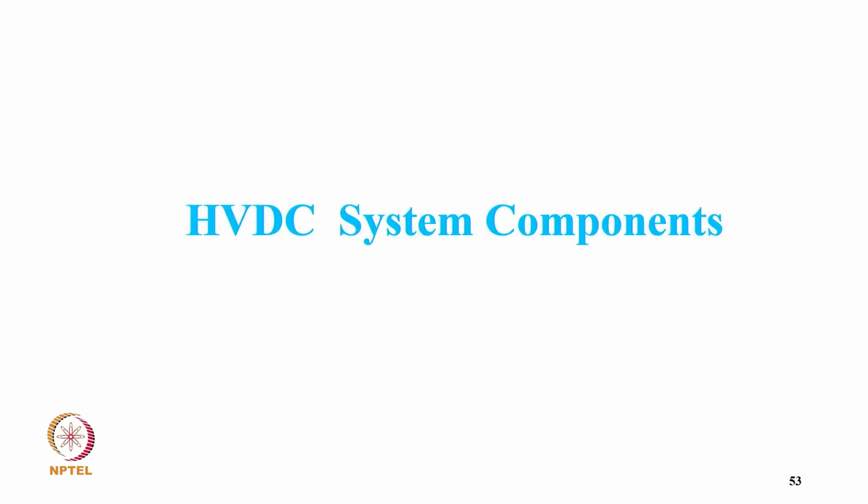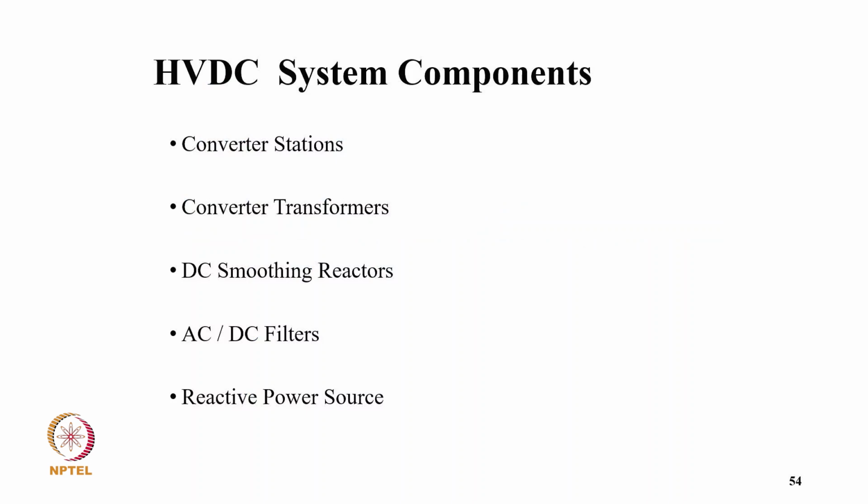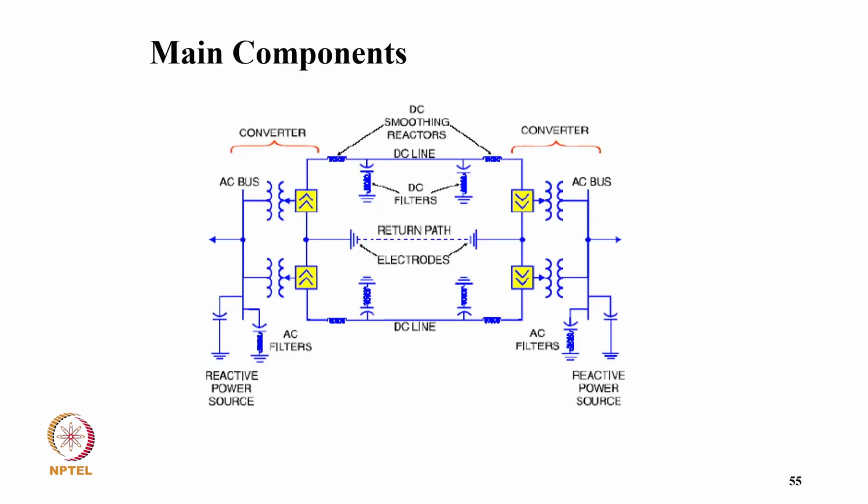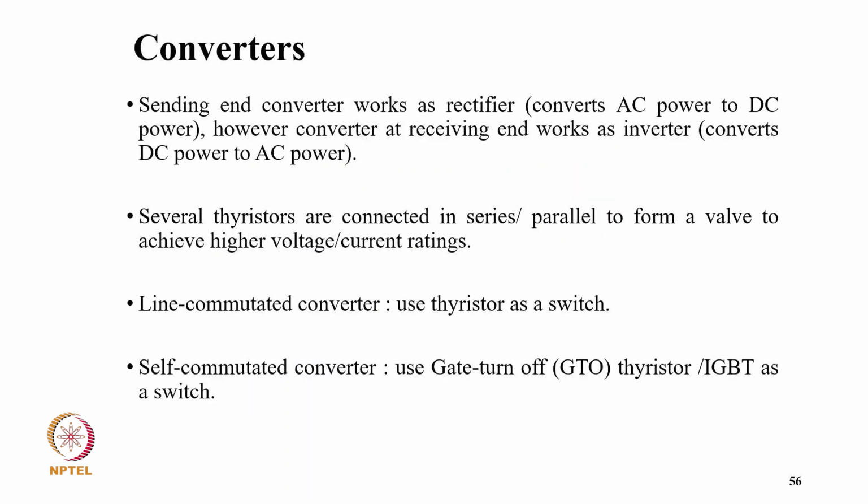Now coming to HVDC components. HVDC components consist of the converter station, converter transformer, DC smoothing reactor, AC/DC filter, and reactive power source. So you can see the main components in this diagram, starting typically from the converter station: we need the reactive power source, we need the AC filter, then the transformers, then we have smoothing reactors followed by DC filters on the converter side as well as the rectifier side, and then of course we have again the converter and then the filter and reactive power source on both sides.